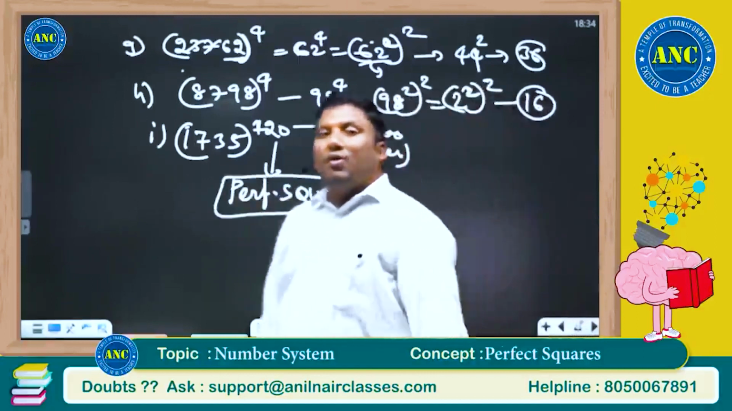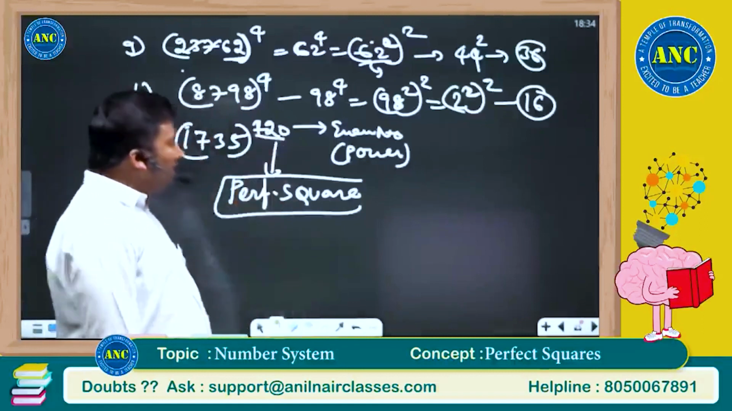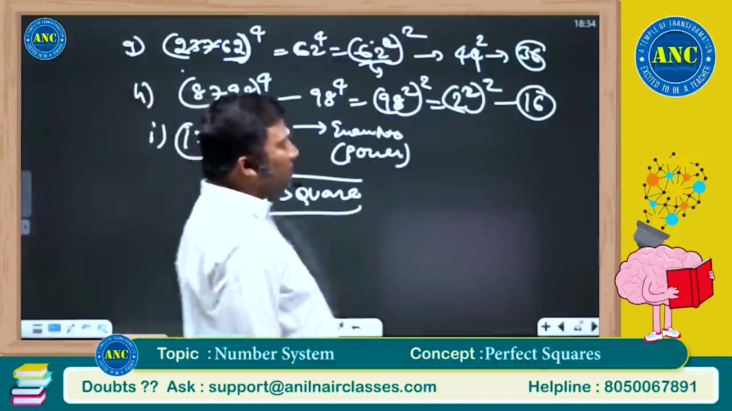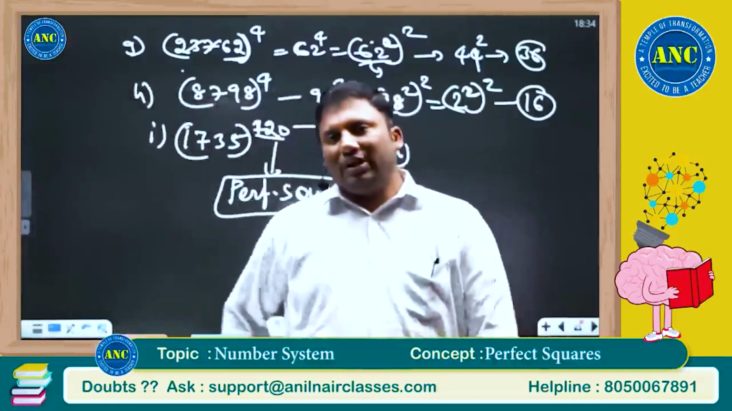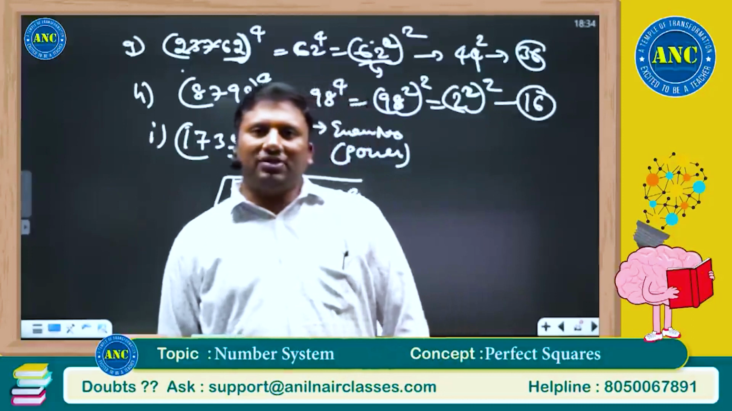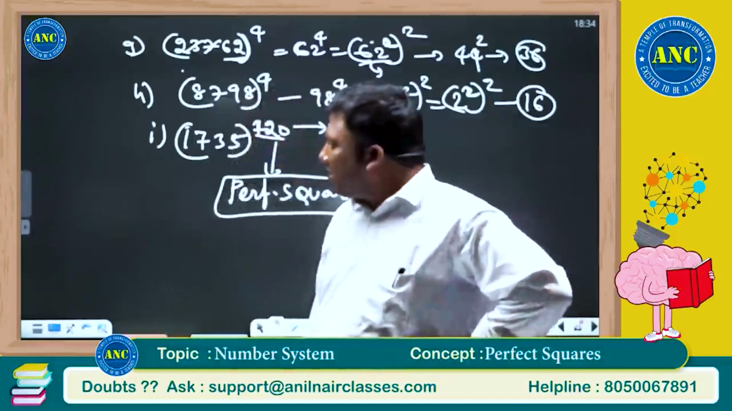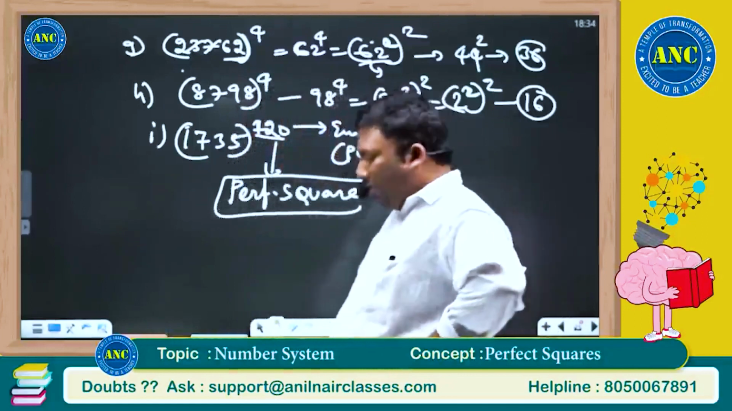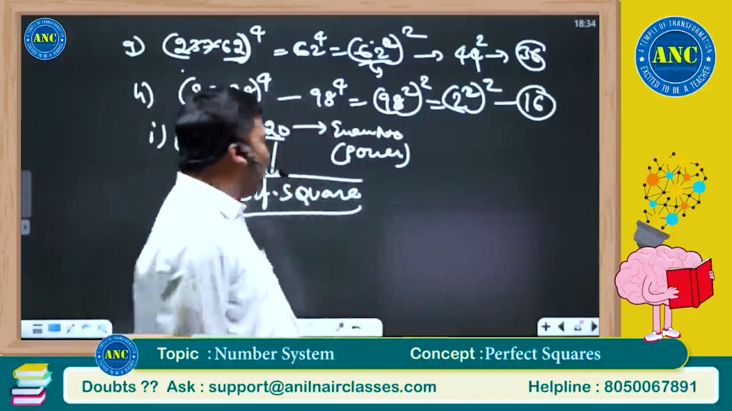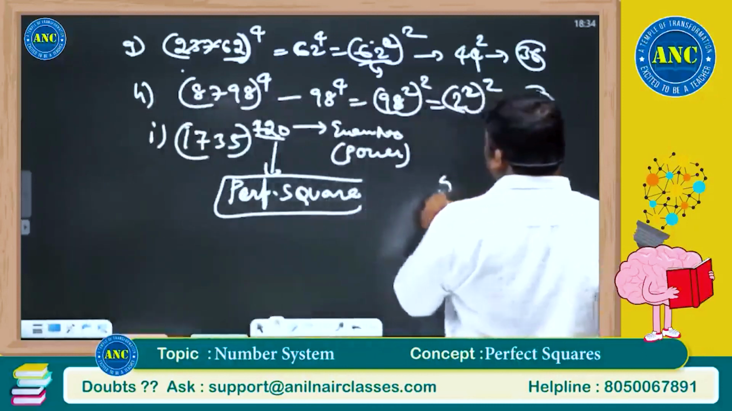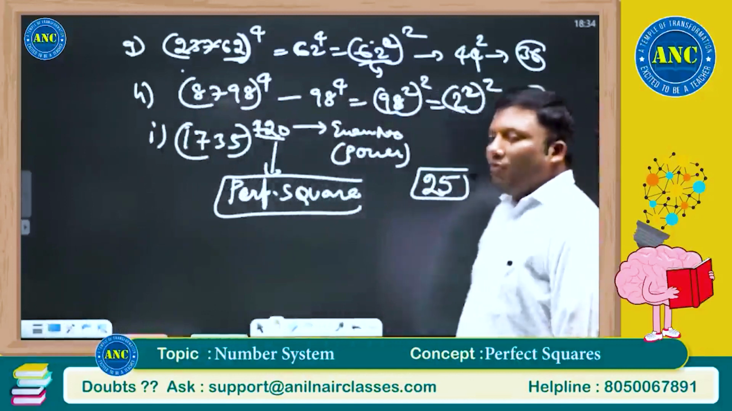Are you all with me? 1735 power 120. Power is an even number, then it is a perfect square. What is the nature of a perfect square ending with 5? 5 square 25, 15 square 225, 25 square 625, 35 square 1225, 45 square 2025, 65 square 4225, 75 square 5625, 85 square 7225, 95 square 9025. Answer is always 25.